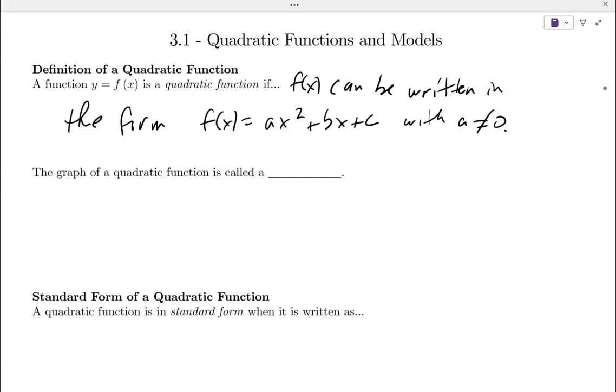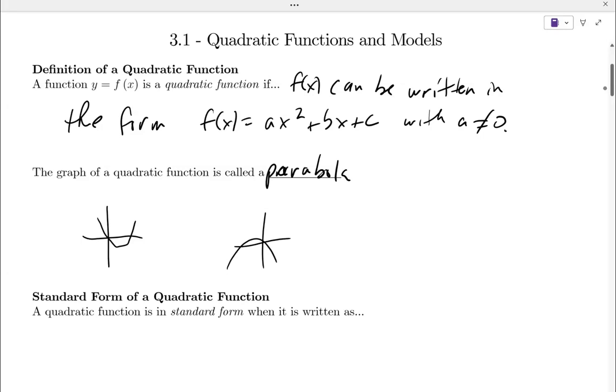What does x squared look like? What does the graph look like? Yeah, the U shape up, right? And we call that type of shape a parabola. That's exactly what the graph of a quadratic function is called. It's called a parabola. And in general, there are two basic shapes of the graph. It's going to go maybe up, or it could go down, right? Those are your two basic shapes.